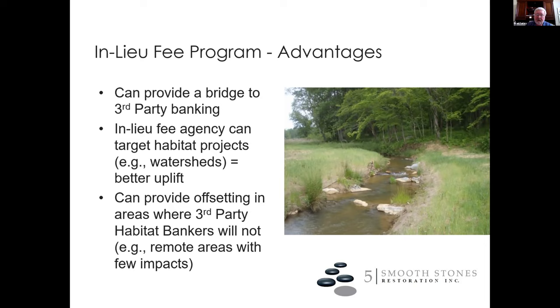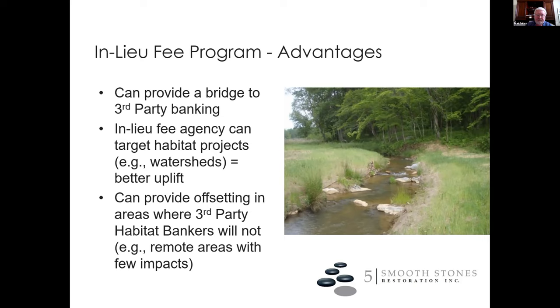The other thing is that the in-lieu fee agency can do the planning that was previously mentioned. So you can target habitat projects, you do watershed studies, you focus on those areas where you're going to have better uplift. You recognize that one particular stream is never going to be in good condition, so it's not worth working on. You focus your restoration efforts on those areas where it's going to yield large, significant functional uplift.